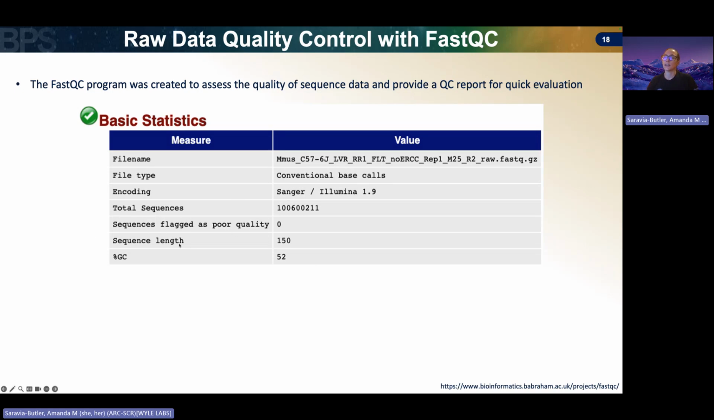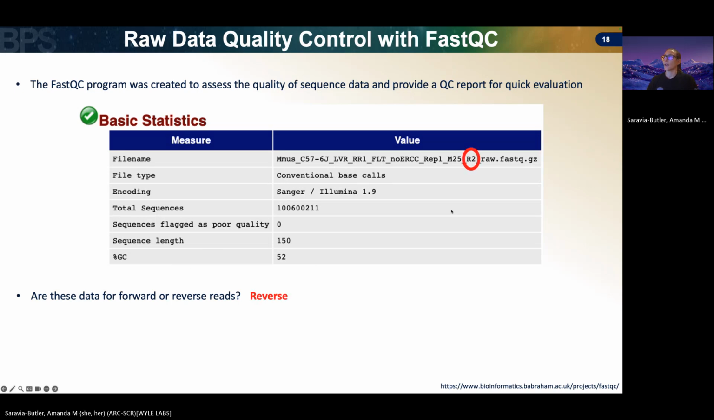Also, the sequencing length here, again, for raw data, this should be the number that you set the number of cycles to when you programmed your sequencer, and then the average percent GC across all reads in your particular FASTQ file that you're evaluating. So in this example here, are these reads forward or reverse? And you can see from the file name that there's an R2 in the name, so that would indicate that this is a reverse set of reads. So we assume that this is paired-end reads, and this is the reverse set of reads.